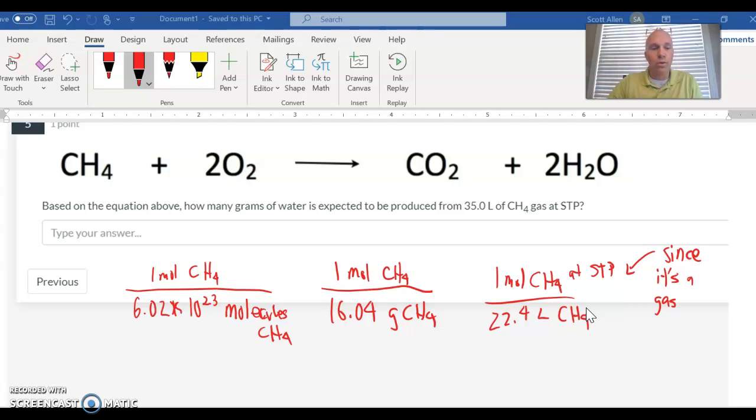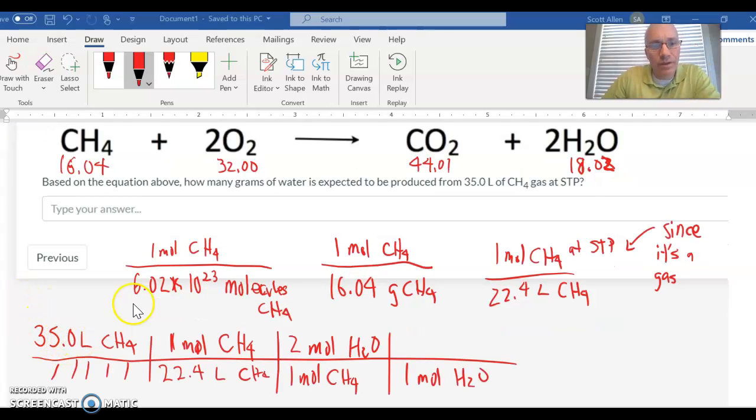So in this problem, we're going to start off with 35.0 liters of methane, or CH4. Again, we know that we need to have liters of CH4 down in the bottom right of that, and that's where we're going to use this relationship right here.